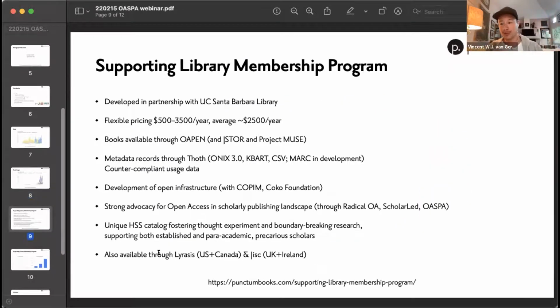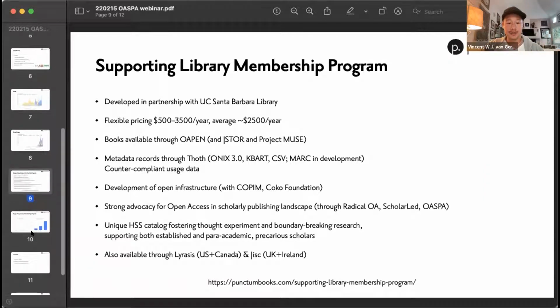In order to support all of this, or at least part of it, we have this supporting library membership program. We developed this together with UC Santa Barbara Library. This has been a really fruitful collaboration, also in terms of us learning from them and them learning from us. There's a pricing scheme, and you'll get all kinds of things like metadata records and so on. But I think I'm a little bit over time, so I'm just going to skip this.